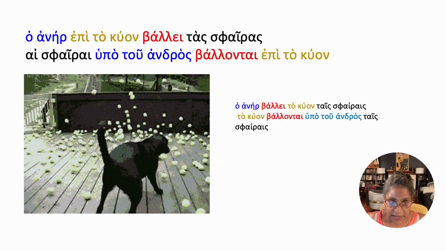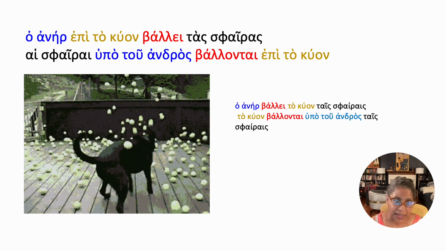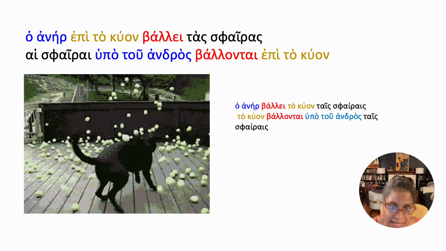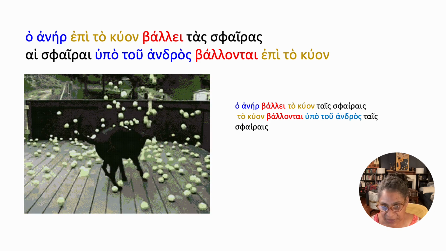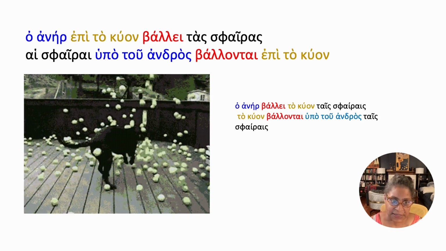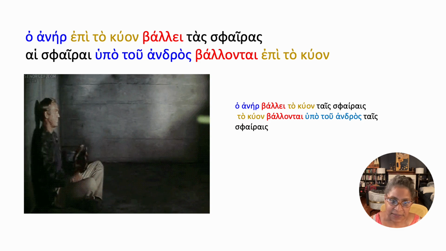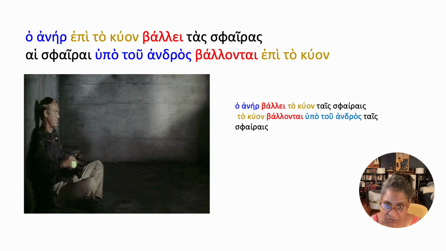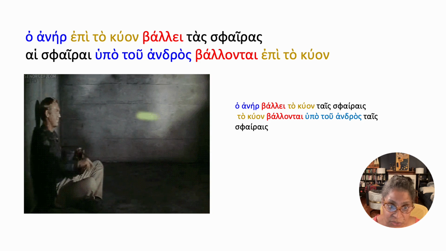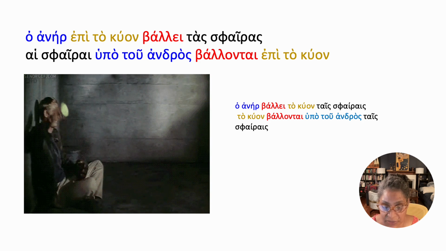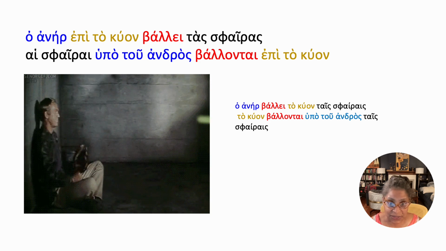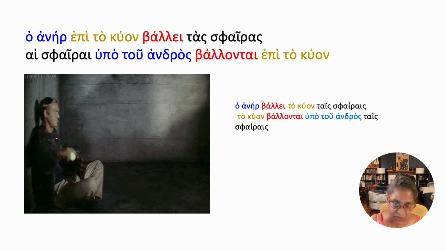So here's an example. Ho aner epi tokuon bale tas sphairas. We've seen this before. That's one of our examples from way, way back. So the man is striking balls at the dog, or he's throwing balls at the dog, right? So ho aner epi tokuon, so again at the dog or against the dog. Bale, he's throwing or hitting. Tas sphairas, the balls. He gets spheres from sphaira.